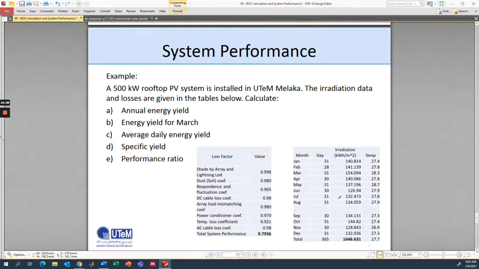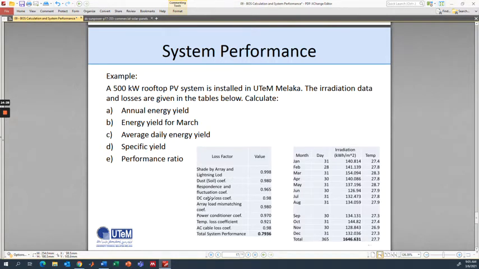Okay, we are going to use this table to calculate the irradiation, and this is the loss factor. So the loss factor is the derating factor based on what we have. For example, this one is shading by array, 0.998. So this is actually K shade, and then this is the dust. Dirt and dust is the same, 0.98.